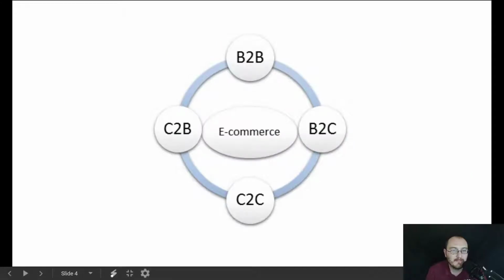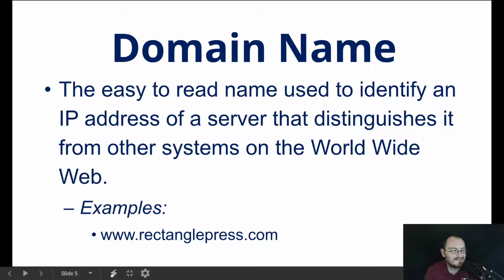All right. So this is a cool representation. All right, let's talk about websites in general. So domain names. A domain name on a website is the easy to read name that's used to identify an IP address of a server that distinguishes it from other systems on the World Wide Web. So for example, my website for my business, rectanglepress.com, right?